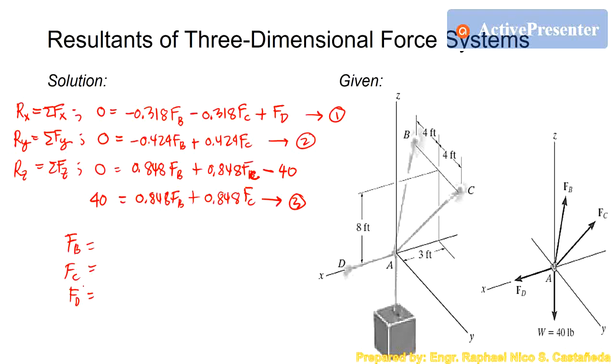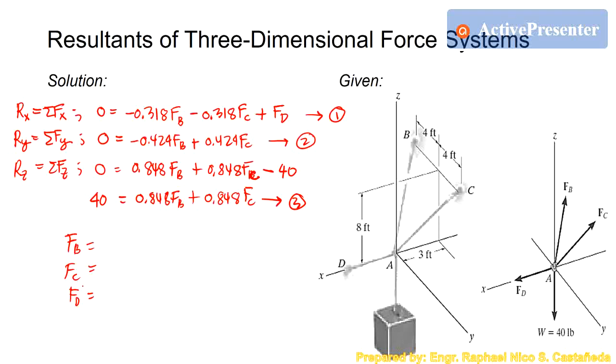So for the first equation we have negative 0.318 FB, the second is 0.318 FB again, for FC, and FD is 1, then equals 0. Then for the second equation, negative 0.424 FB plus 0.424 FC. There will be no FD in the second equation, equals 0. And the last equation is 0.848 FB plus 0.848 FC. There will be no D in the third equation, then equals 40.